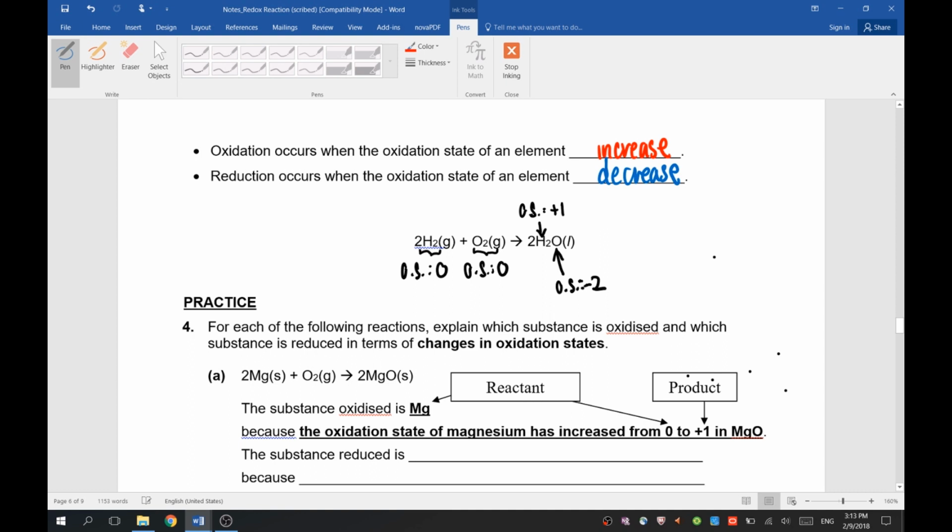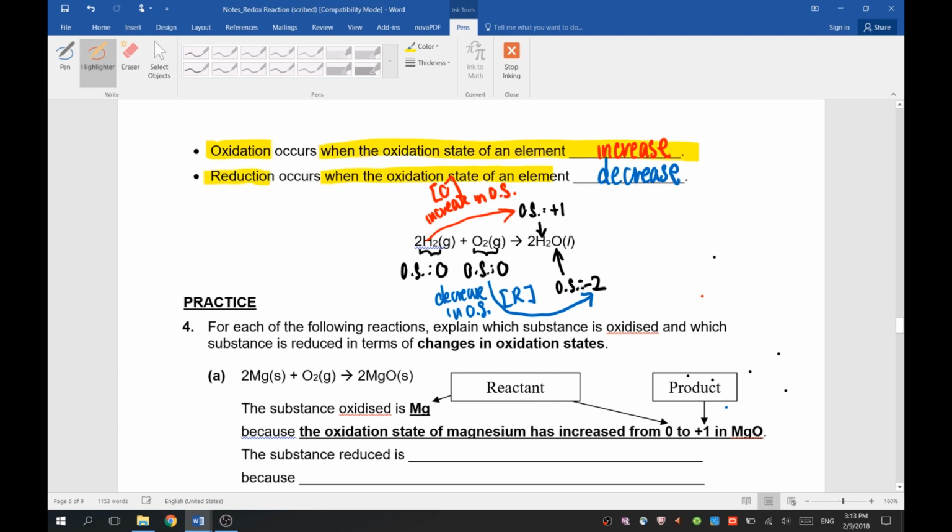Now if you take a look at this, you realize the hydrogen, initially the oxidation state was 0, it went to +1. You see an increase in what we call oxidation state, and this is therefore oxidation, just put a bracket O. On the other hand, for oxygen, it went from 0 to -2. So this is a decrease in oxidation state, and we term it reduction, so I put a bracket R. With that in mind, let's look at how we determine this in some of the other examples. Take note that oxidation is when the oxidation state increases, reduction is when the oxidation state decreases.